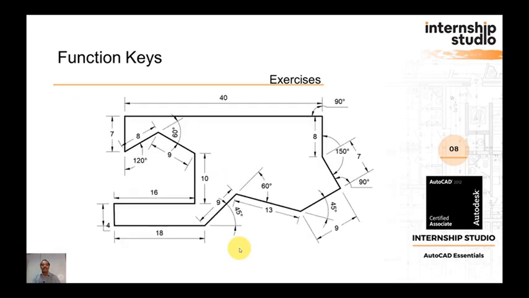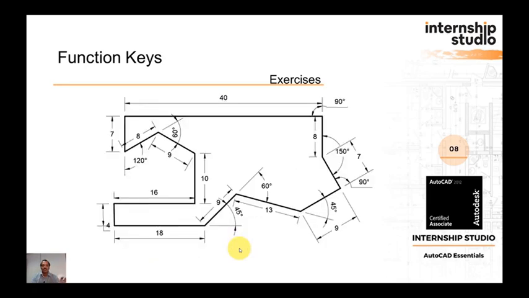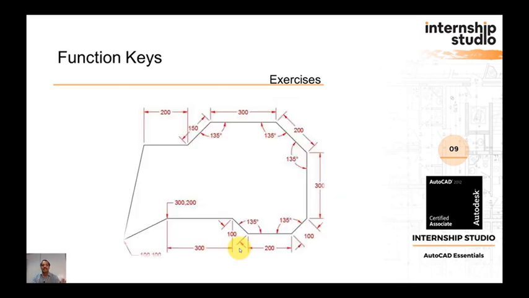Okay, in a similar way I am giving two exercises. One is this one, another one is this one. For both exercises you have to use only F9 and F10 function keys to construct this object with the same measurement, with the same angle. Okay, so that you are able to control your AutoCAD screen easily.